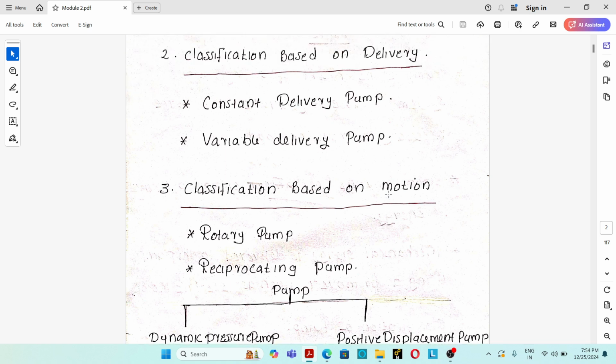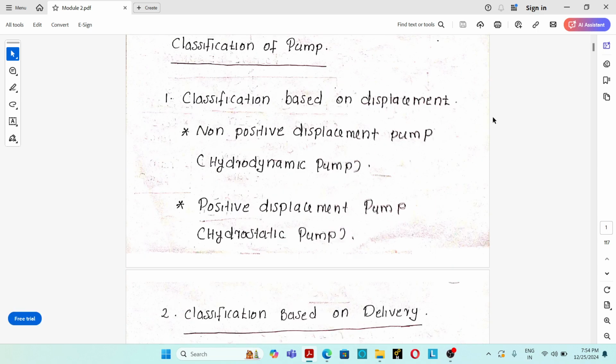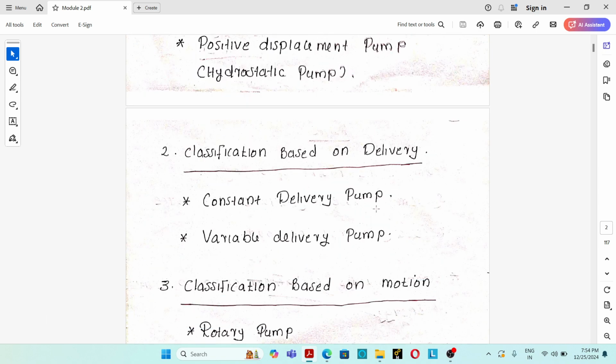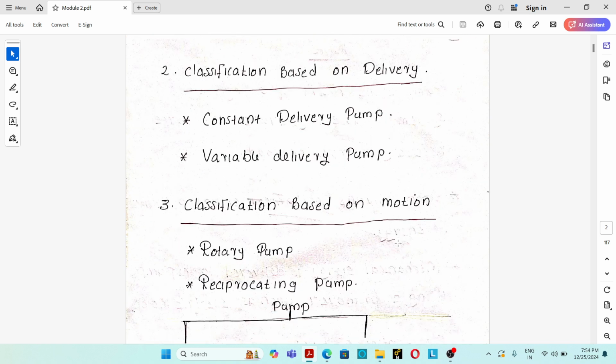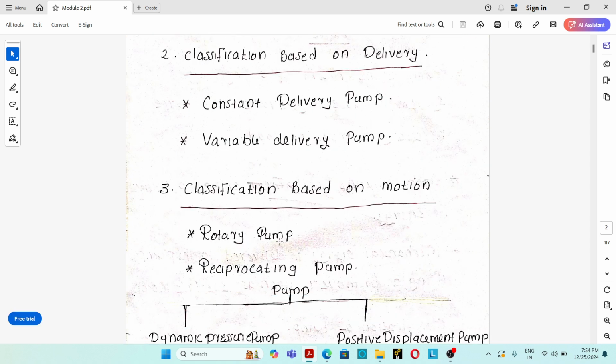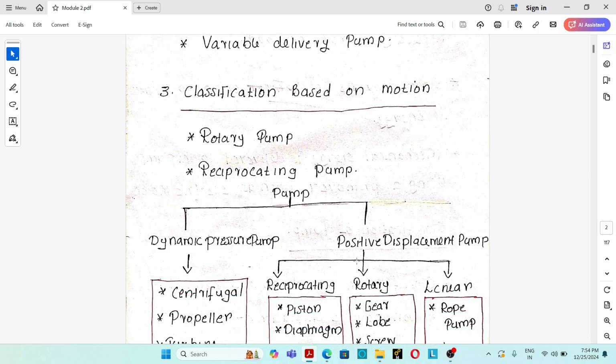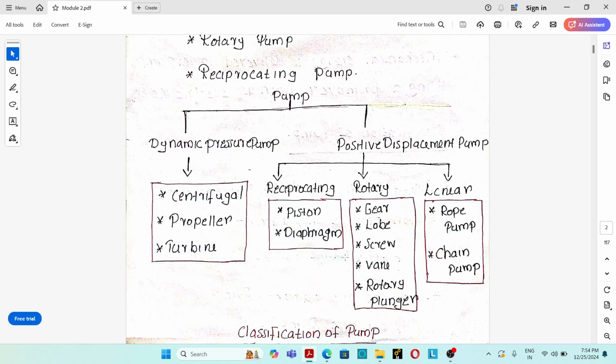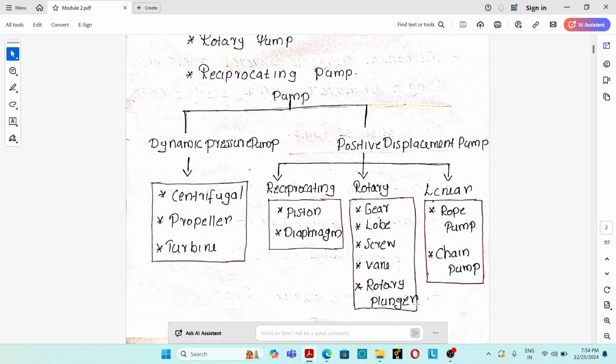So these are the classifications of pump. First, classification based on displacement: positive displacement pump and non-positive displacement pump. Classification based on delivery: constant delivery pump or variable delivery pump. Classification based on motion: rotary pump or reciprocating pump. So this is the chart which explains the classification of pump. Pumps are classified into dynamic pressure pump, non-positive displacement pump, and positive displacement pump, hydrostatic pump.